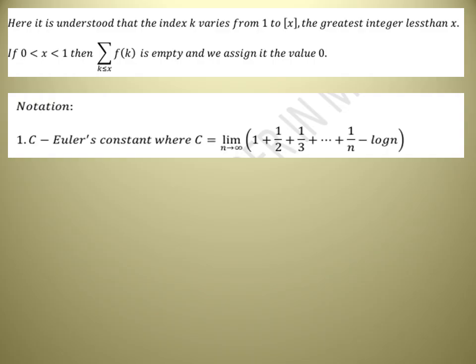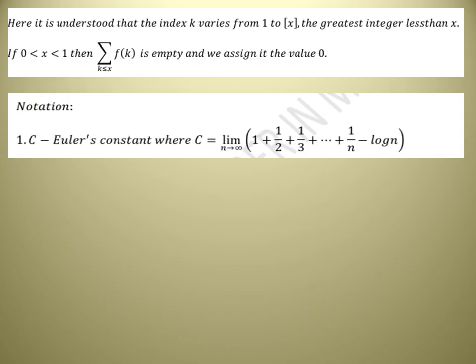Here it is understood that the index k varies from 1 to the integral part of x, the greatest integer less than or equal to x. If x is lying between 0 and 1, then the sum of f of k where k is less than or equal to x is empty, and so we assign its value as 0.